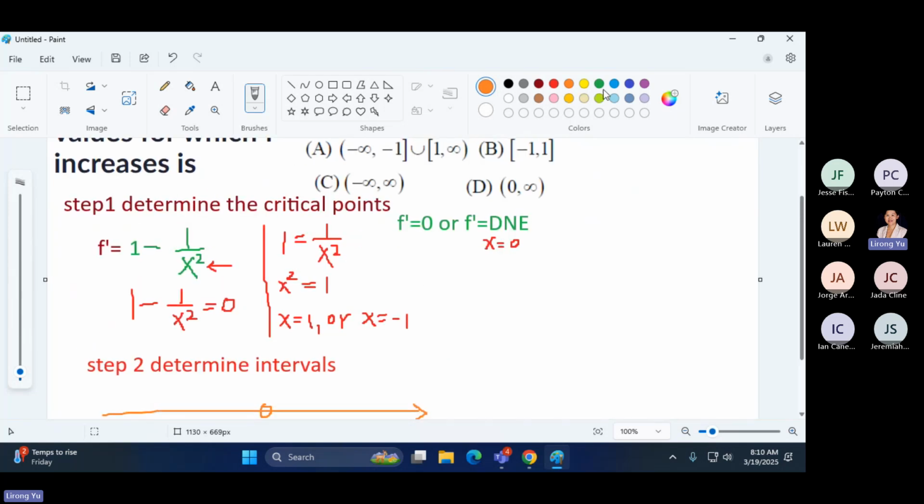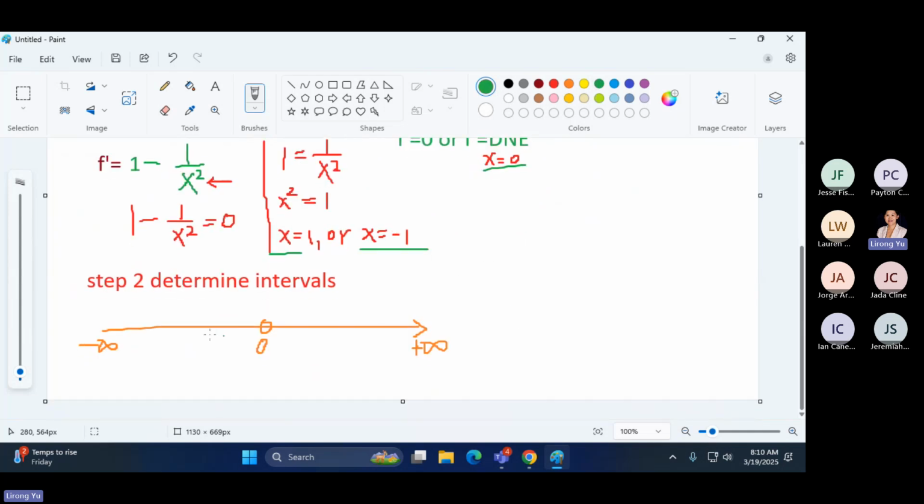And then you can see all the points that we found. We have 0, we have 1, and we also have -1. So we're going to mark them according to the layout of the number line. We always have negative or smaller numbers on the left. So we have -1 and then 0 and then +1. So all the numbers that you found in step 1 are now labeled in step 2.